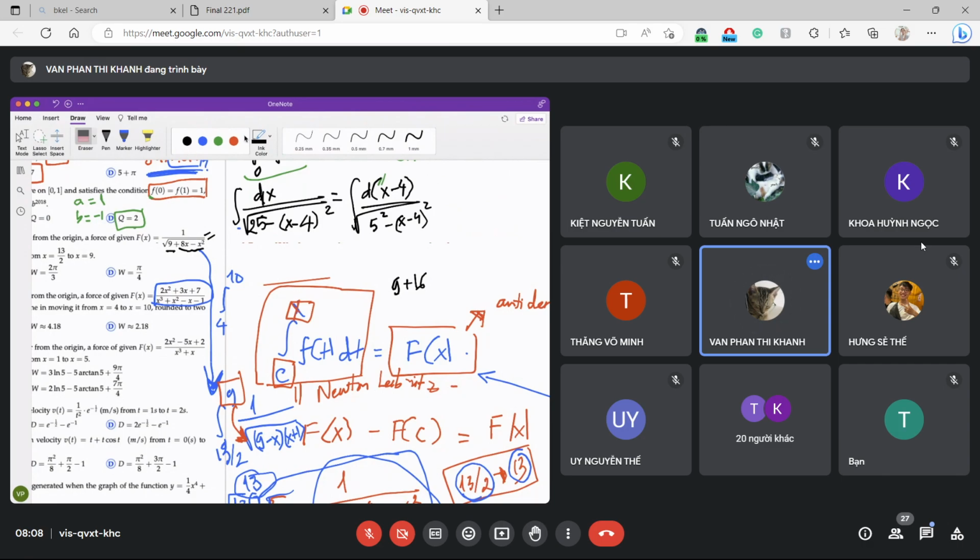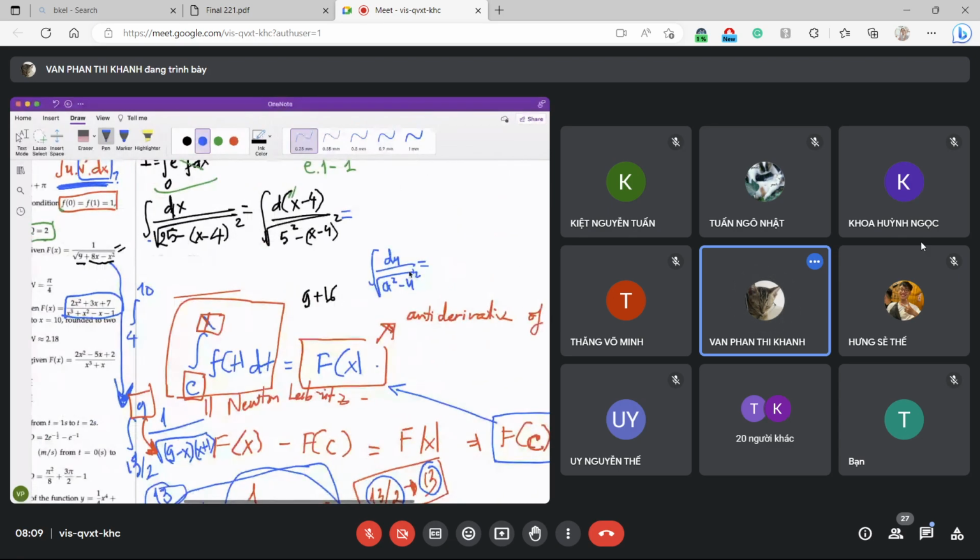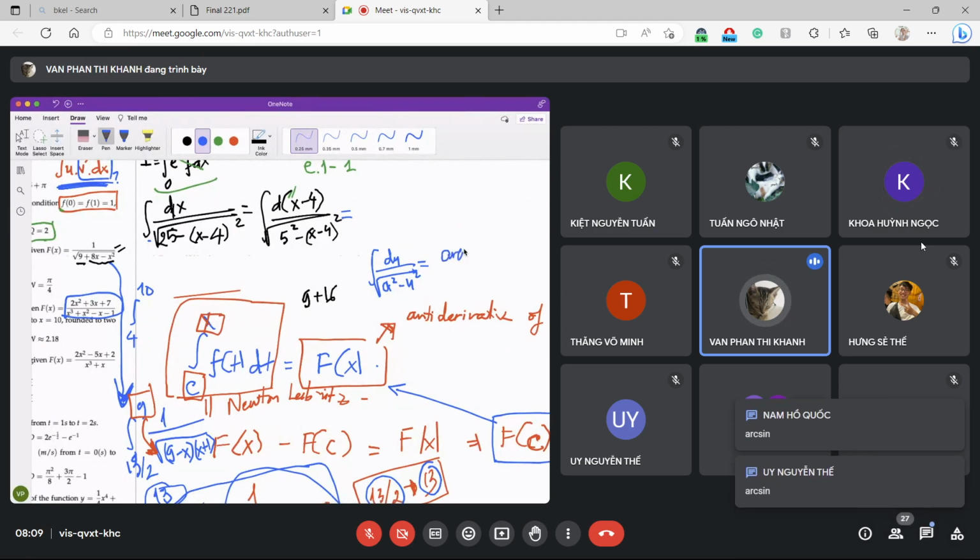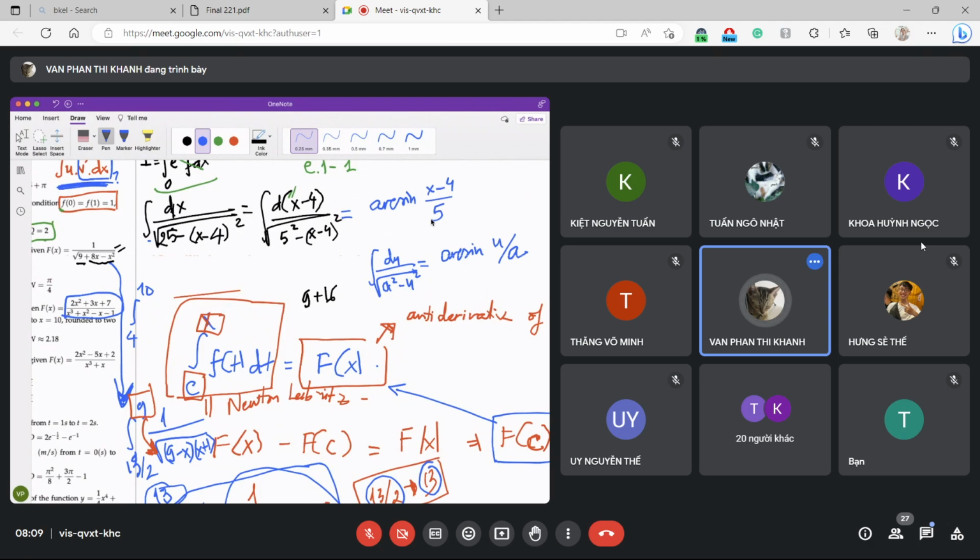What is it? No. du over a squared minus u squared? No. Not that. Here we have a square root. So what is it? We have a formula for this integral. Yes, it's arcsine of u over a. So here we have arcsine of (x minus 4) over 5. Got it?